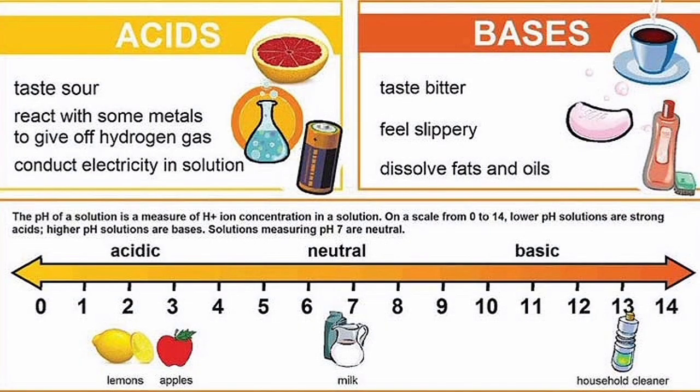So a base is a substance that produces hydroxide ions when dissolved in water. Remember, acids produce hydrogen ions as the only positive ions. But a base will produce hydroxide ions. Once it produces hydroxide ions, then that is a base.